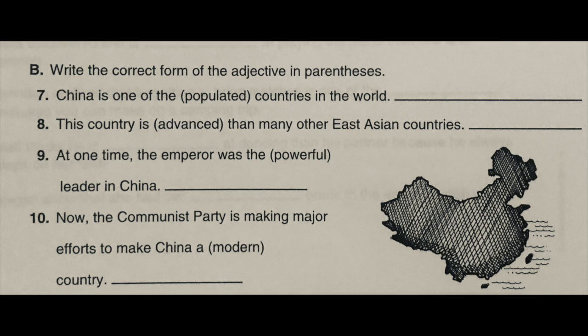Number 7 says China is one of the, and the adjective we're looking at is populated countries in the world. So we're comparing China to countries in the world. Is there more than one other country in the world? Yeah, there are many, many countries in the world, right? So we're comparing China to more than one thing. Okay, so we're comparing more than 2. So would we say more populated or most populated? We would say most populated, the superlative form. China is one of the most populated countries in the world. So on the line, you would write most populated.